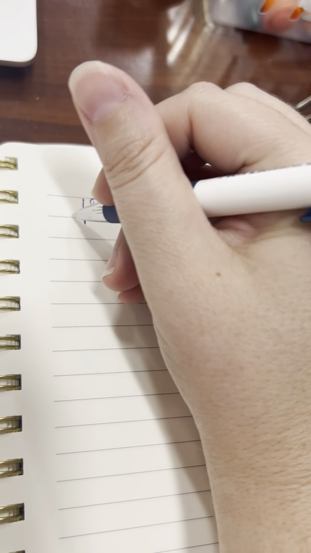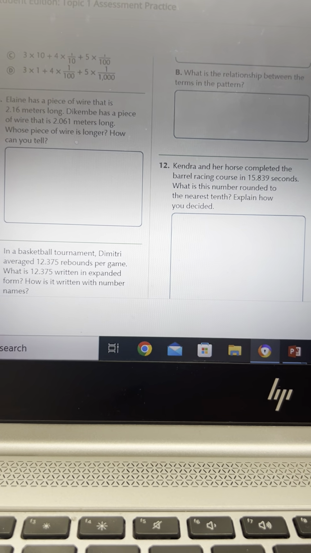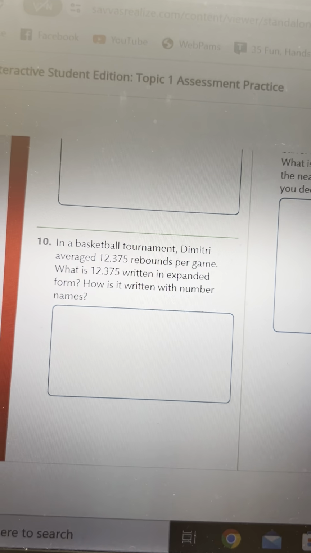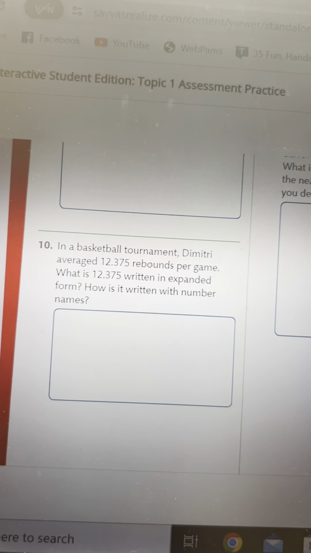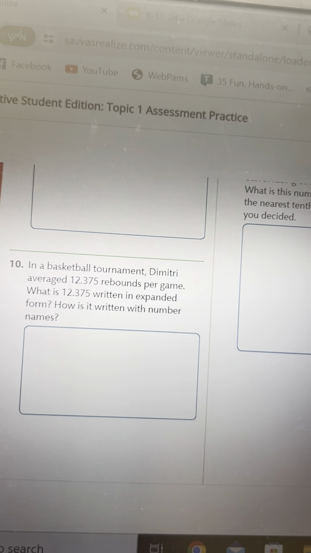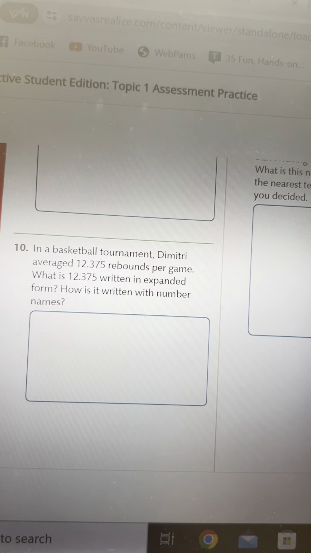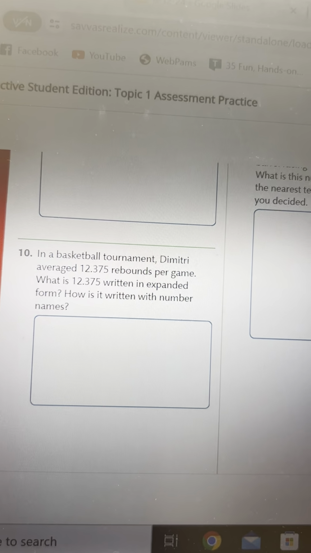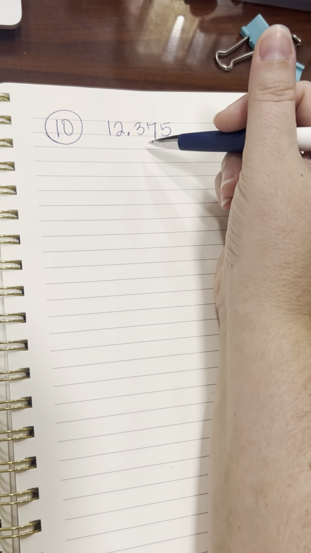Okay. Number 10, we have a basketball tournament. It says in a basketball tournament, Dimitri averaged 12 and 375 thousandths rebounds. And then it says, what is this number written in expanded form? How is it written in number names? Okay. So I wrote down the number right here.